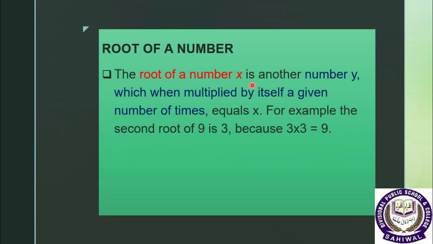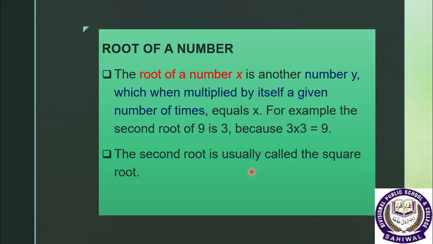A root of a number, let's suppose the number is x, is another number y, which when multiplied by itself a given number of times equals x. For example, the second root of 9 is 3, because 3 when multiplied by 3 is 9. So 3 is the square root of 9. The second root is usually called the square root and the third root is usually called the cube root.